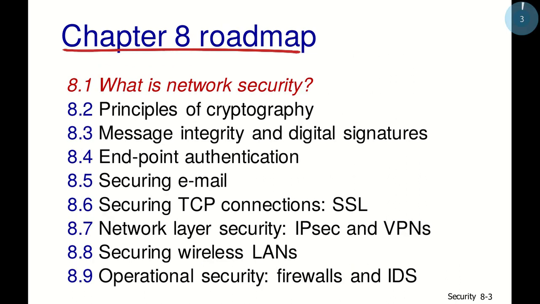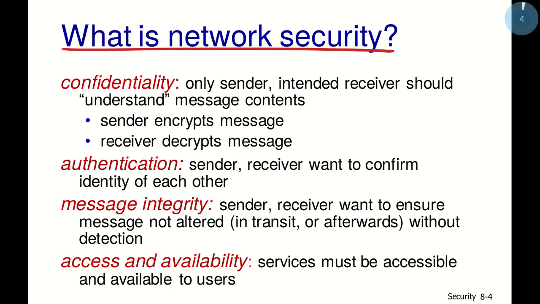Alright, now let's start with the introduction. When we talk about security, there are three important aspects; some people say these are the objectives of security, and the three aspects are also well known as the CIA triad. C is for confidentiality, I is for integrity, and A for availability.